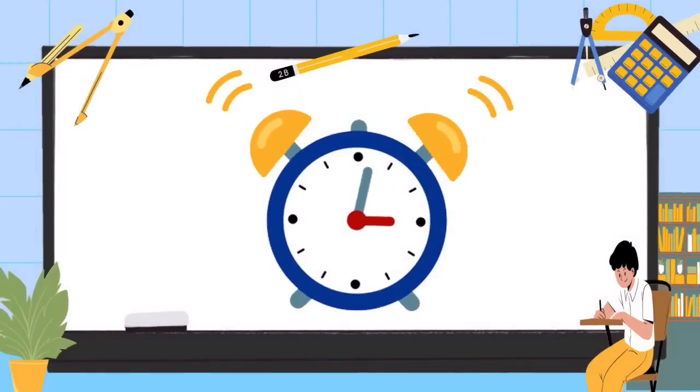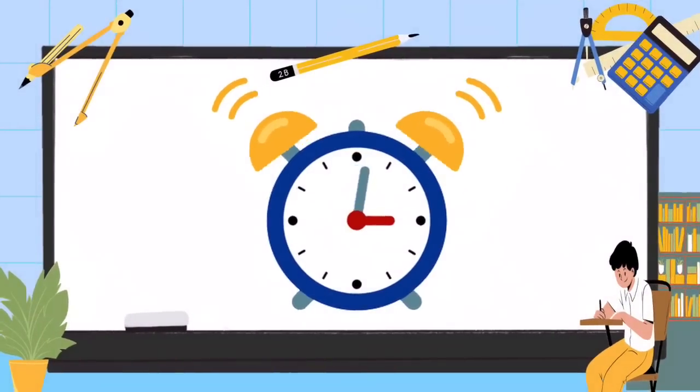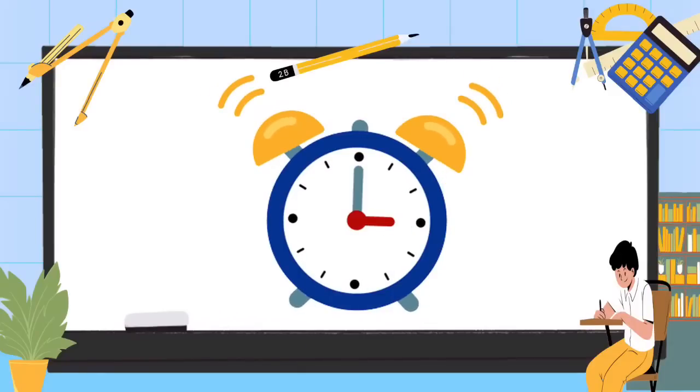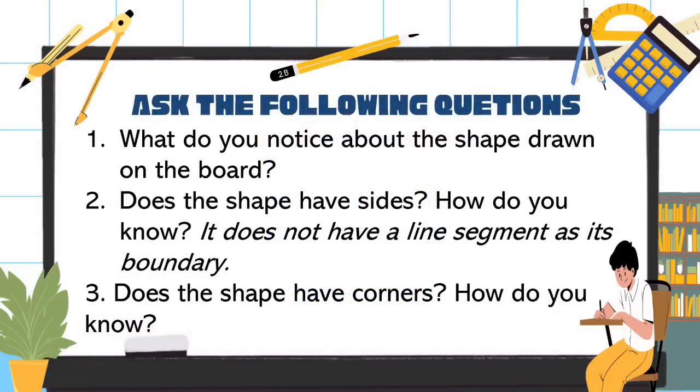Students, what can you see on the screen? That's right, it is a clock. Now, can you trace the outline of the clock on the board? Now, let us answer the following. Number 1, what do you notice about the shape drawn on the board? That's right, it is round.